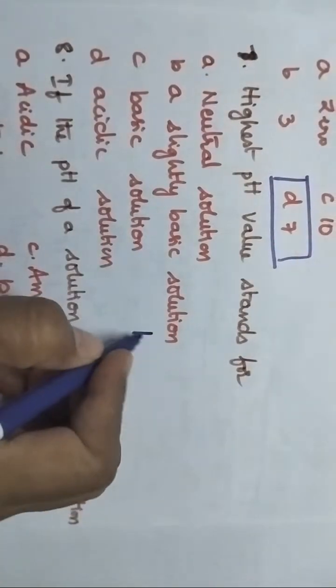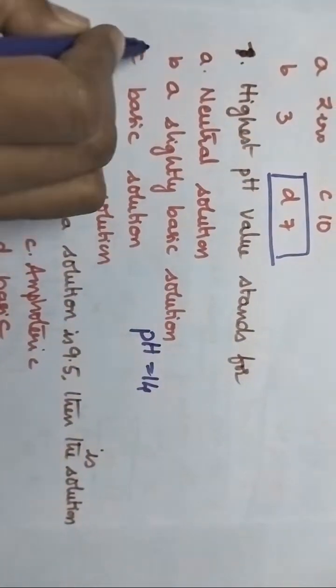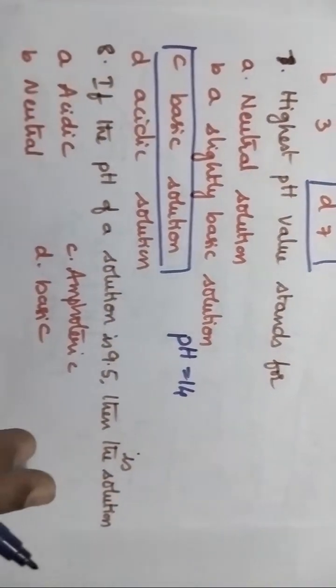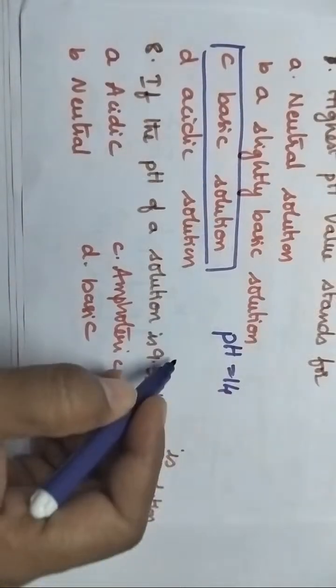So, highest value means pH equal to 14. Then what is the nature of the solution? Yes, undoubtedly it is the basic solution. So, option C is the right answer. Okay, let us move on to the 8th question. If the pH of the solution is 9.5, then the solution is.